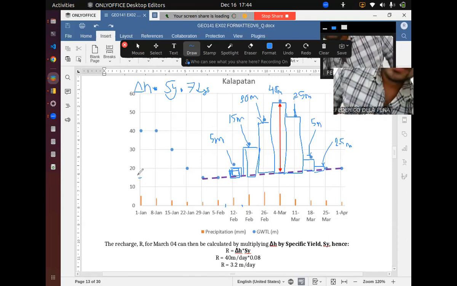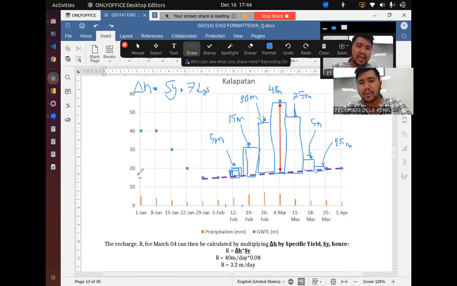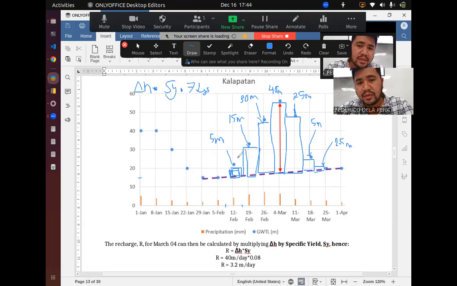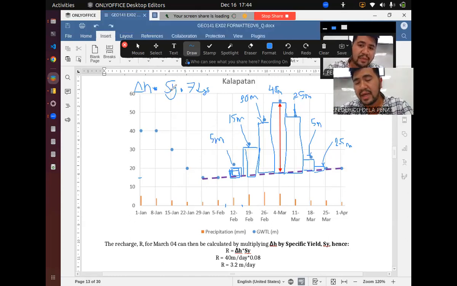So pwede mong i-calculate yan per period, no? So let's say 5 meters multiplied by SY and then multiplied by 7 days, yun na yung recharge. And then multiply mo pa siya by the area of the watershed. Yun na yung recharge volume per sa week na yun. Okay? So gagawin mo yun sa lahat ng bar dito to get the total recharge for that period.